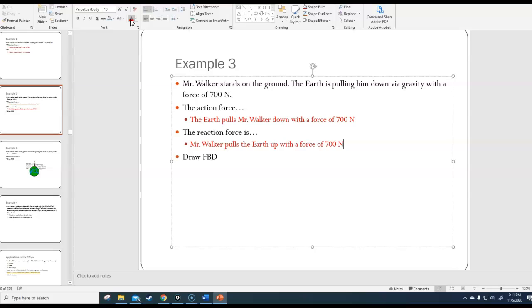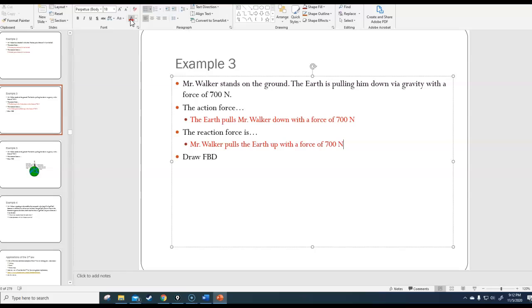Gravity is an attractive force that attracts two masses together. We're just used to things falling down because of gravity. But we can also pull the Earth up with our own gravitational force as well. And the magnitude of that force would be equal and opposite to the force that we're being pulled down with. So the reaction force is my body pulls the Earth up with a force of 700 newtons. It has nothing to do with me staying on the ground, actually.